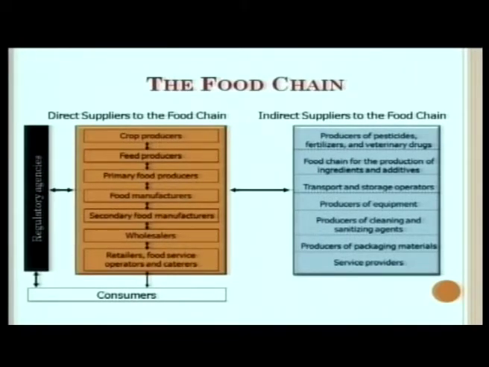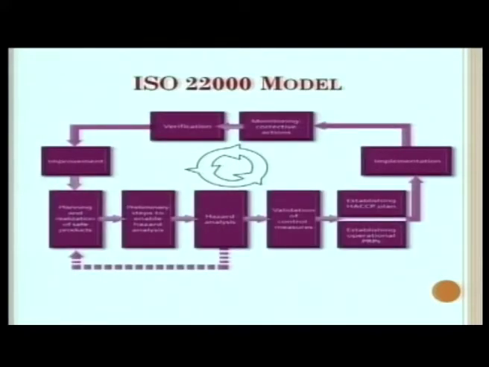Now let's see the food chain. In a food chain, there are 4 major partners. The first is the direct food chain, that is the direct suppliers from the crop producer to the retailers, a feed producer, primary producer, manufacturers, etc. And then we have the indirect suppliers to the food chain, which includes producers of pesticides, fertilizers, the support services, the transportation services, the cleaning material producers, the equipment manufacturers, other service providers like pest control service providers. So they are also part of the food chain. And then we have the regulatory bodies who control the food businesses, and then we have the consumers for whom all this activity is being done. The ISO 22000 model.